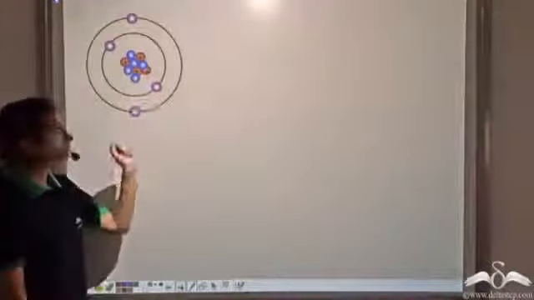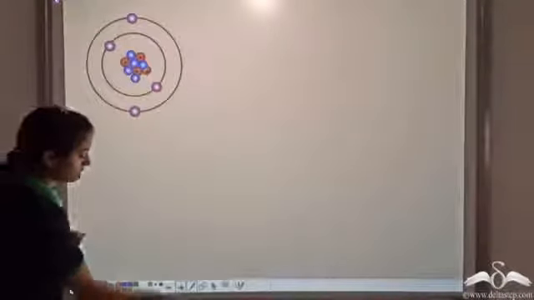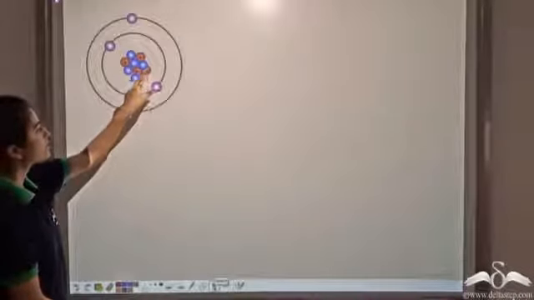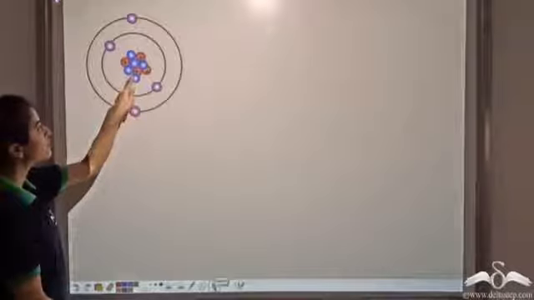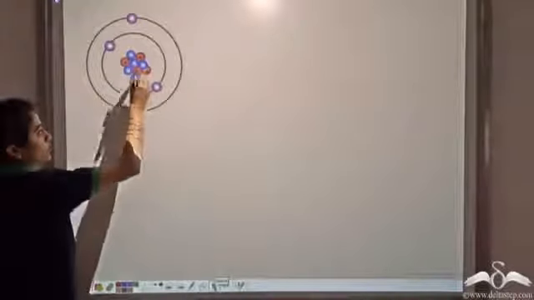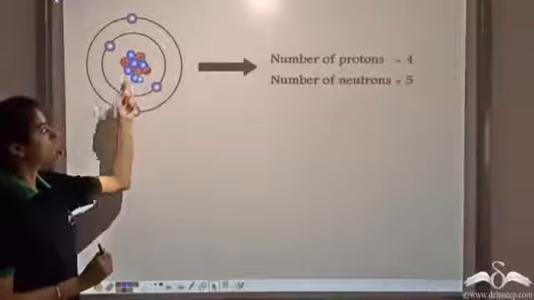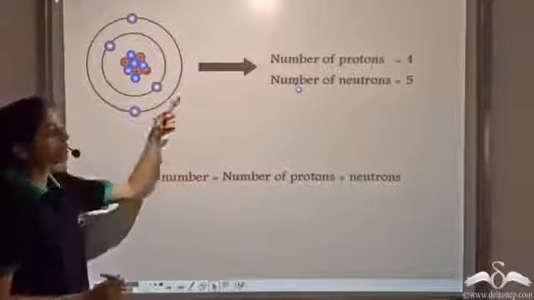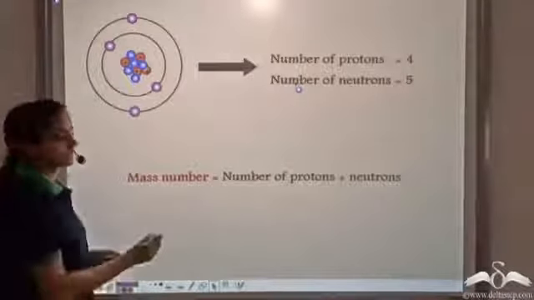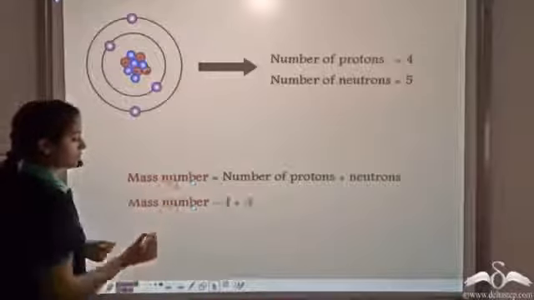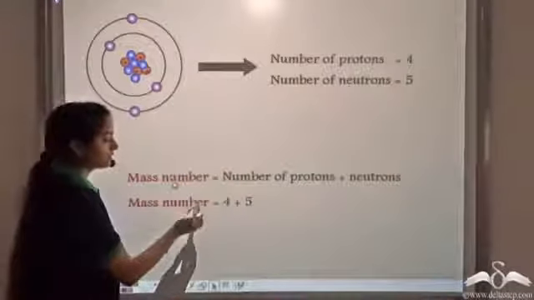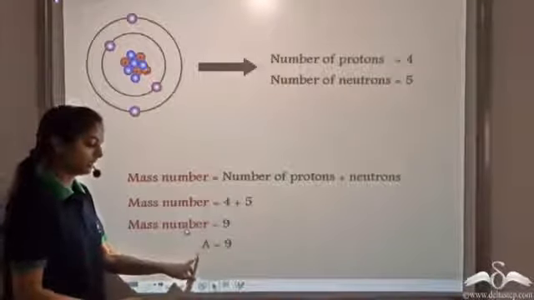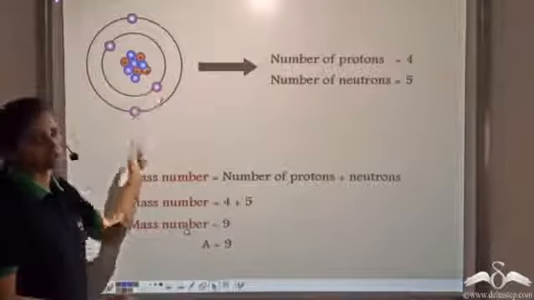So let's take an atom here. So this is the atom. Let's count the number of protons and neutrons. So the protons are depicted by the red circles. So we have 1, 2, 3, 4 protons and 1, 2, 3, 4, 5 neutrons. So the number of protons is 4, the number of neutrons is 5. We know that the mass number is equal to the total number of protons and neutrons that are present in the atom. So the mass number is 4 plus 5, which is 9, and we denote the mass number by the capital letter A. So A is equal to 9 for this particular atom.